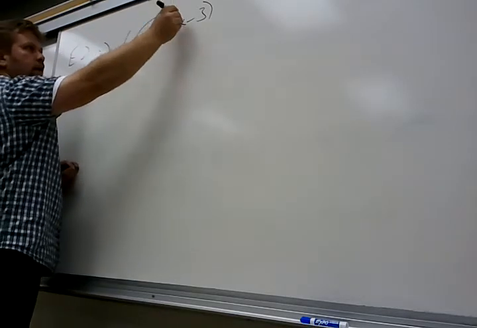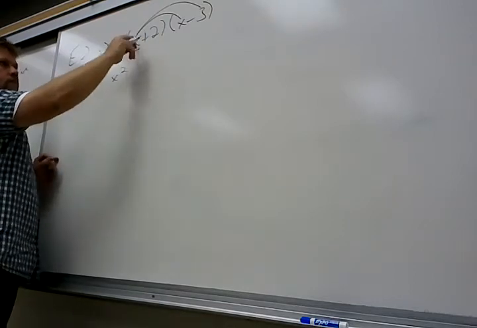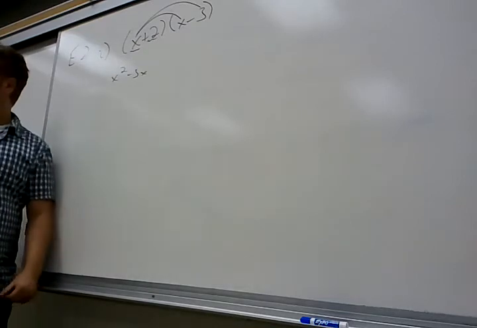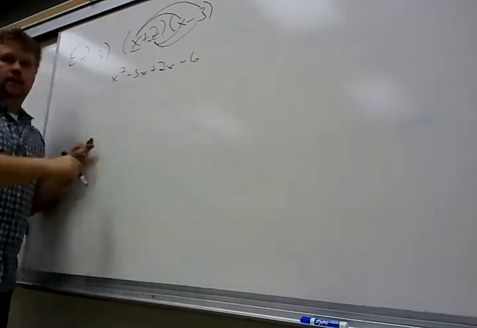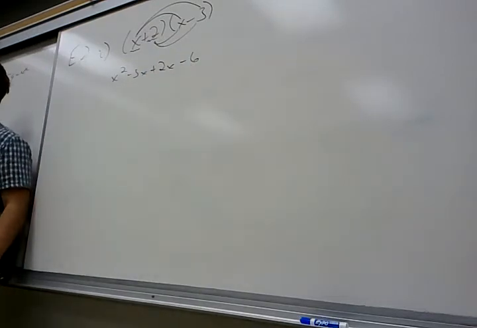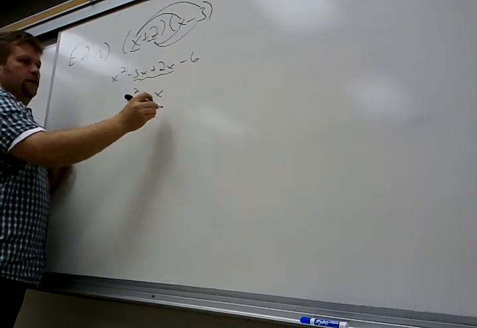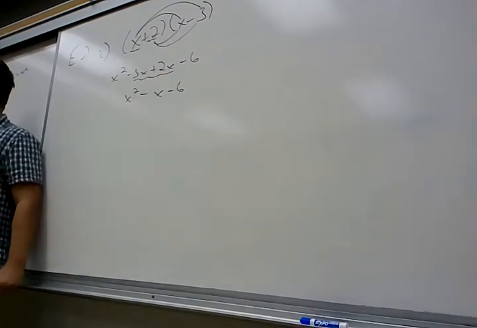So what do you get when you distribute that x through? x squared minus 3x. Now you have to take the 2. He's got to get his turn, right? 2x minus 6. And then you look to see if you have like terms. In this case, I do. So I get x squared minus 1x minus 6. I love it. Sweet.